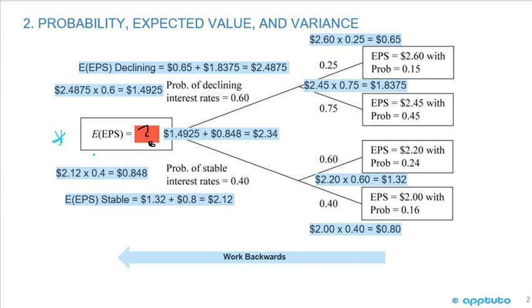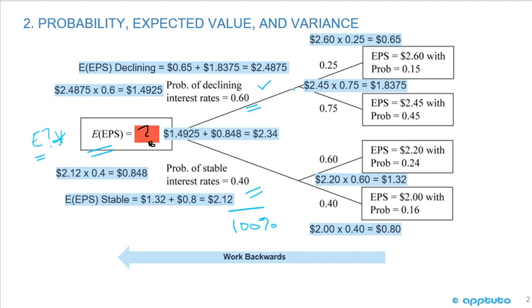So in this case, again, we want to know the expected value of something based on some probabilities. In this case, we want to know the expected value of the earnings per share. And so again, we're just building this little probability tree. There's two scenarios. There's scenario one, which is the probability of declining interest rates is 60% probability. And the probability of stable interest rates is therefore 40%. So you can see at this branch of the tree, it adds up to 100%.